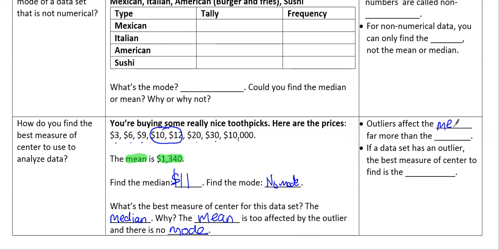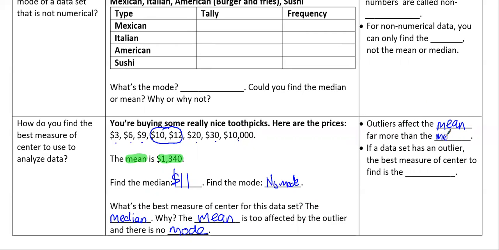They actually also affect the median. They affect the median because when you add in this number, it's going to change where the middle value is. But the outliers affect the mean far more than the median. The median is kind of protected from those outliers.